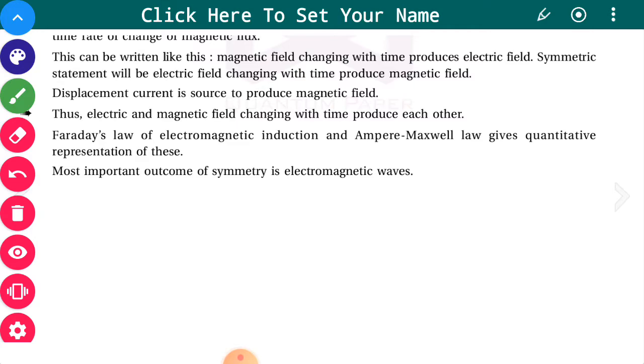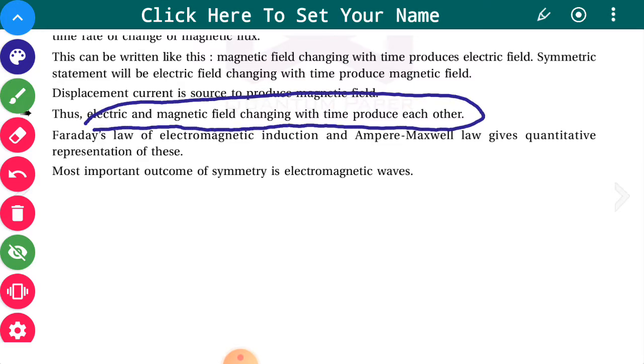Try to understand. If a magnetic field changes with time, then that produces an electric field, and an electric field changing with time produces a magnetic field. So electric and magnetic fields changing with time produce each other. Faraday's law of electromagnetic induction and Ampere-Maxwell law give a quantitative representation of these things. The most important outcome of symmetry is the electromagnetic wave.